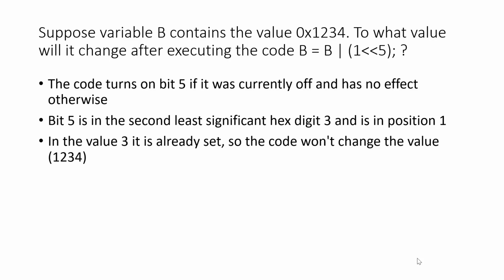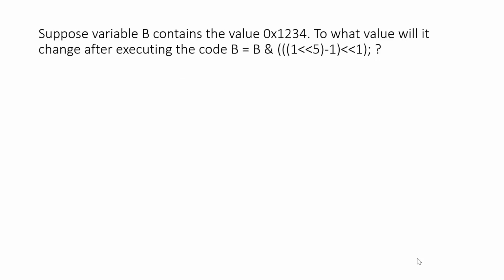it's kind of obnoxious because we have hex. We've got to figure out where bit 5 is in the hex. So bit 5 is going to be in the second hex digit from the right. That hex digit covers bits 4, 5, 6, and 7, which means bit 5 is the second bit in this hex digit, right? So that carries a significance of 2 in that digit. In this case, bit 5, or bit 2 within that hex digit, is already set because 3 is 0011. So that line of code won't change the value in b.